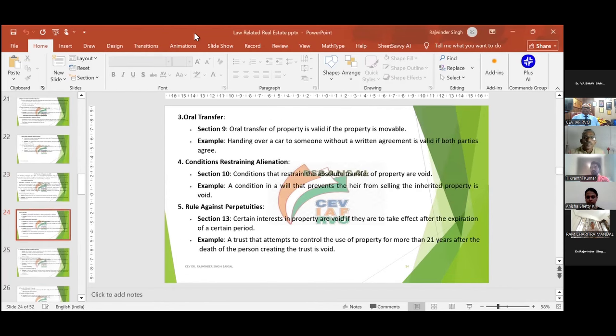Next is oral transfer. Section 9 deals with the oral transfer. Oral transfer of property is valid if it is movable. Remember this term, movable. If the property is movable, then the oral transfer is valid. As an example, handing over a car to someone with a written agreement is valid if both the parties agree.